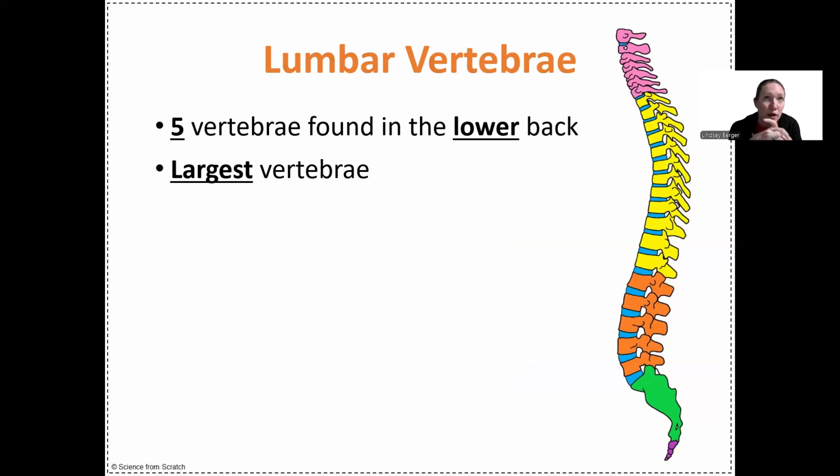So the mnemonic that helps people remember how many are in each section. Okay, so it's breakfast at 7, lunch at 12, dinner at 5. Breakfast at 7, 7 cervical. Lunch at 12, 12 thoracic. Dinner at 5, 5 lumbar. Okay, so the lumbar is your lower back.